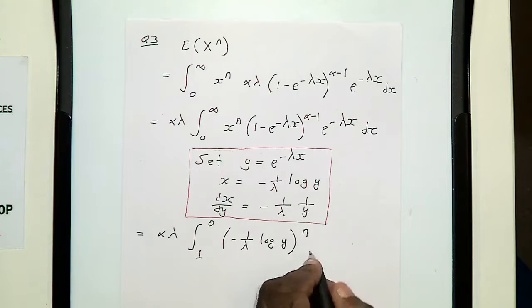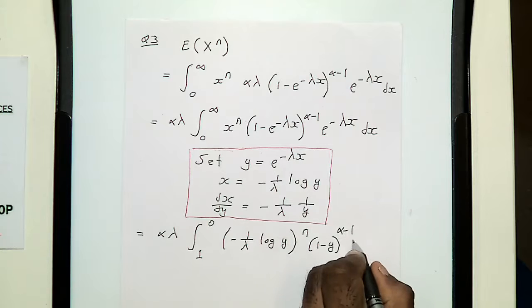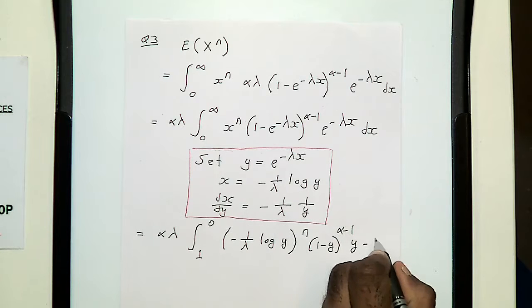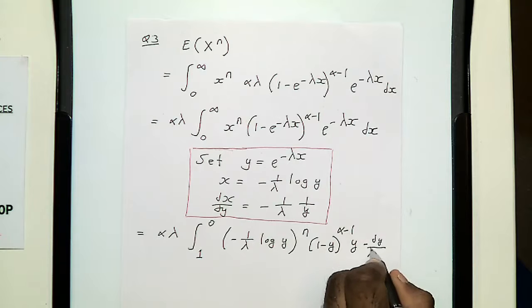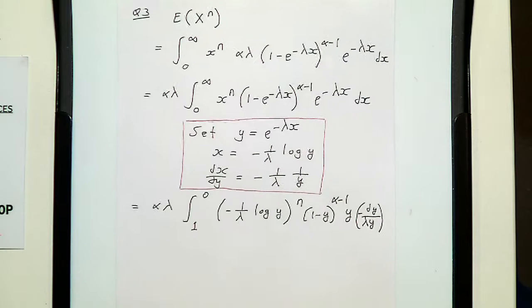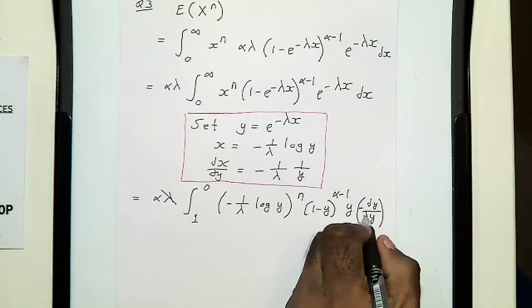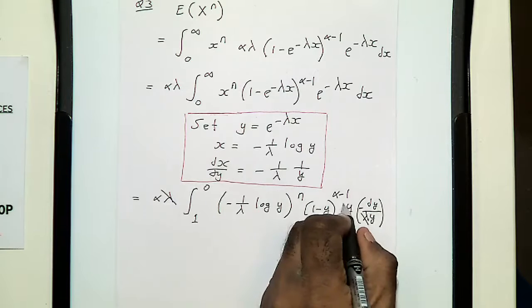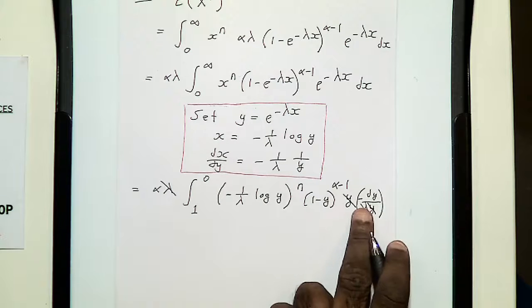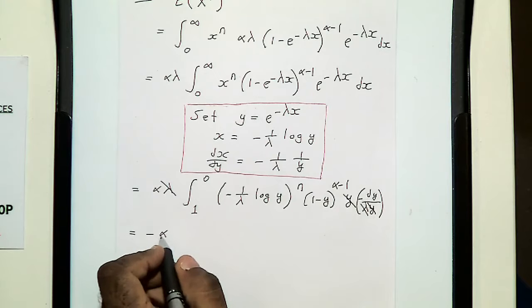Then this becomes, and dx will become minus dy divided by lambda y. Okay, a few things cancel out. The lambda here and the lambda here will cancel out. The y and this y will cancel out. And you have a minus here which I'm going to take outside, so it's going to be minus alpha.